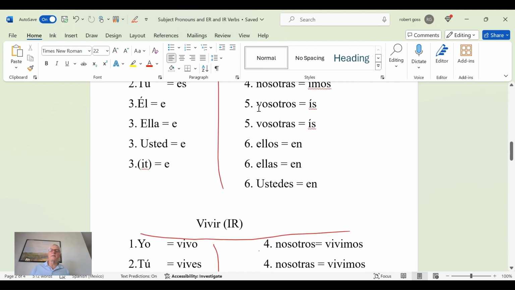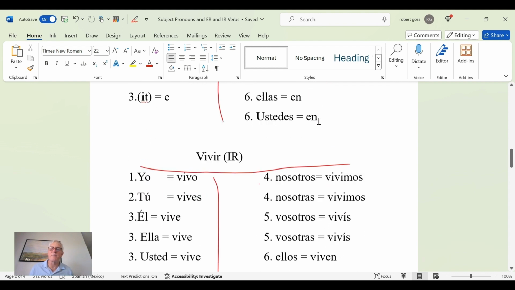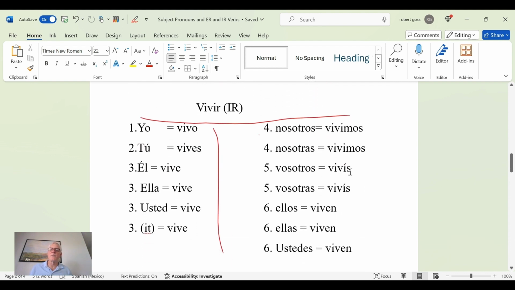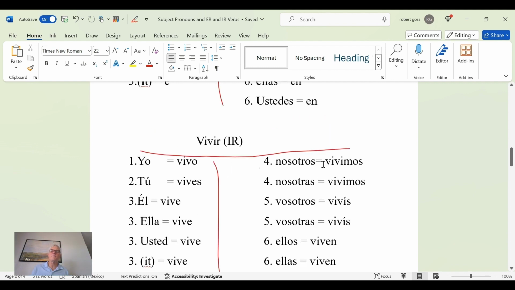Vosotros in Spain, not that important for us, but if we were going to do it or if we saw it, it would have the I with an accent, S ending. So vosotros vivís. Vosotras, you all that are girls in Spain, also would be vivís, I with an accent, S.